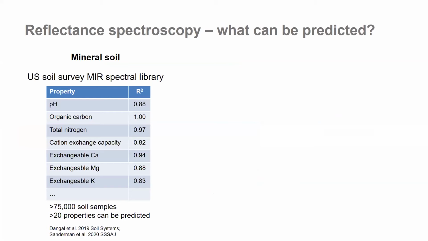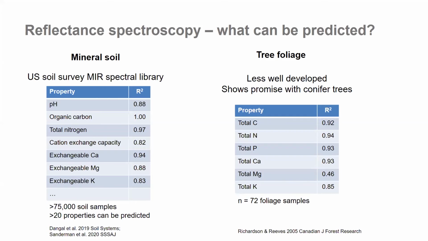Many soil properties can be predicted well by mid-infrared spectroscopy. This table shows work that our collaborator, Dr. Jonathan Sandeman, has done with the US National Soil Survey Center Mid-Infrared Spectral Library, made up of more than 75,000 soil samples, and they are able to predict over 20 properties from one scan. Tree foliage is less well developed, but shows promise with conifer trees. This example is for a small data set, and the ability to predict chemical properties is good.